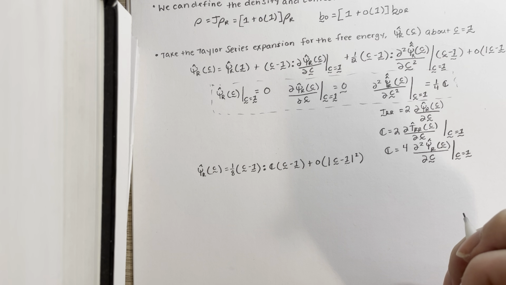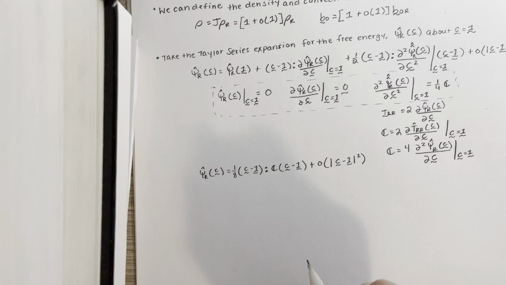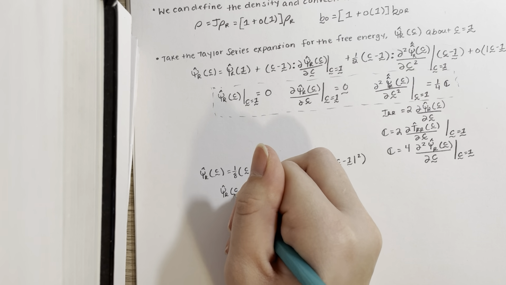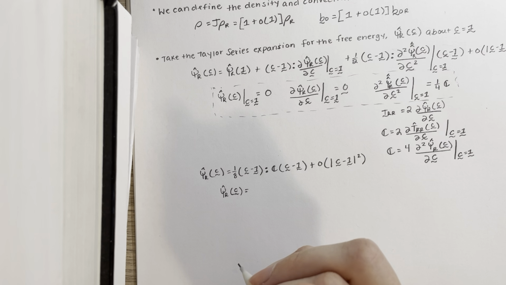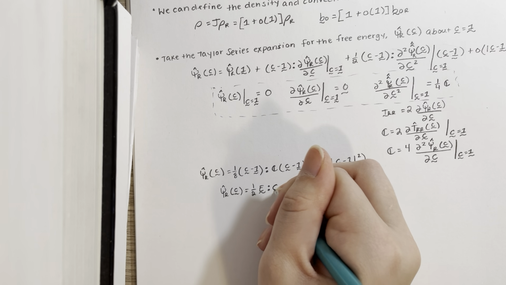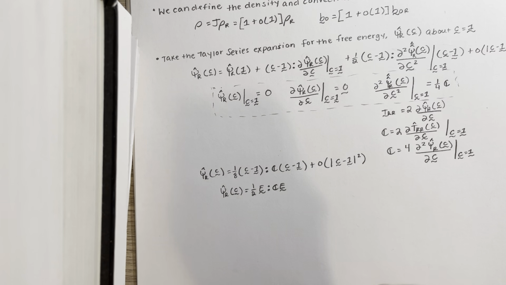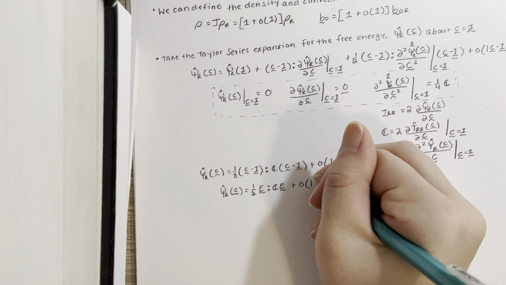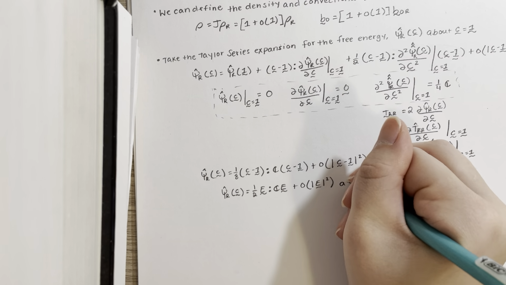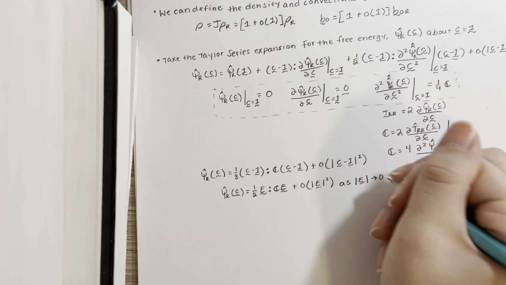And so now rewriting this in terms of the Green-St. Venant strain tensor E, as E approaches 0, we get phi r hat of C is equal to 1/2 E double dotted with the elasticity tensor times E, plus some higher order term, as E approaches 0.